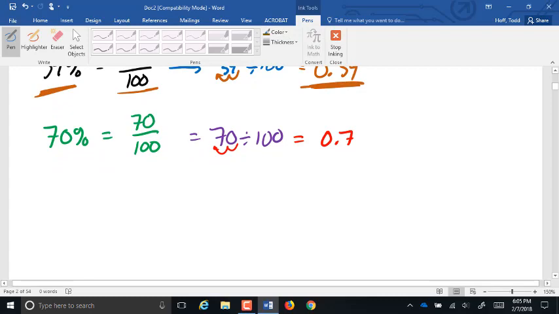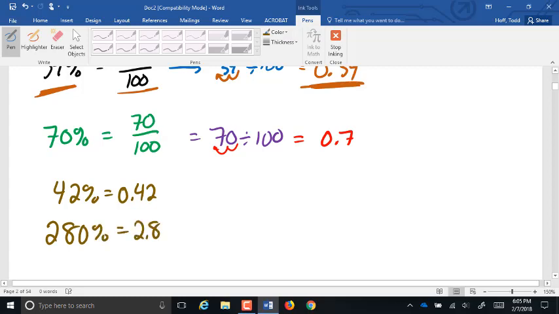So if I have 42%, what's that going to become as a decimal? 0.42, good. 280%. What's that going to become as a decimal? 2.8. No percent. It's a decimal now. 7%. 0.07. Good. 3.2%. 0.032. Good.